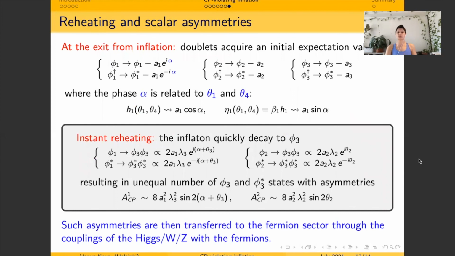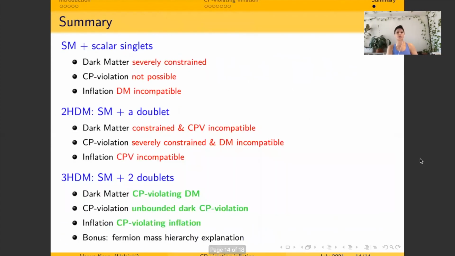I don't have that much time to tell you about the phenomenological consequences of these CP violating sources, not just through the inflationary potential, but also through non-minimal couplings to gravity. But the idea is that you can transfer this CP violation to the fermionic sector and use it for baryogenesis. Since I'm running out of time, I'm going to leave you with my summary slide, where I tell you that there are many scalar extensions. The very economical ones run into many problems, whereas the 3 Higgs doublet model is the one that could give you very interesting phenomenology, especially in dark matter, CP violation, and inflationary directions.